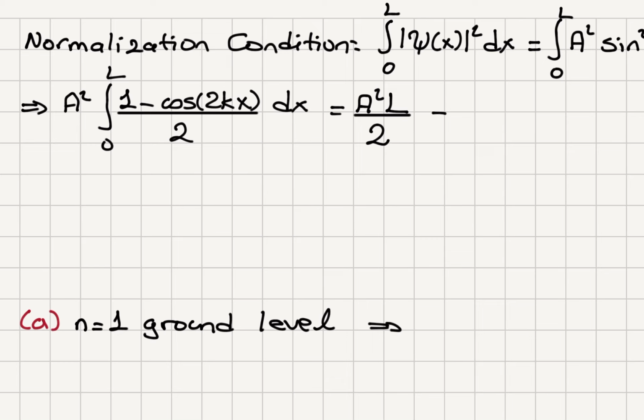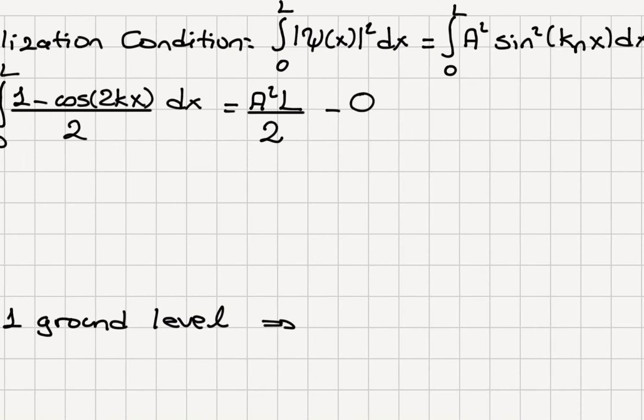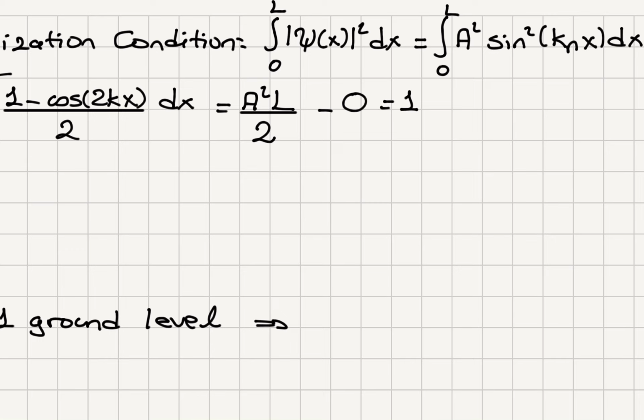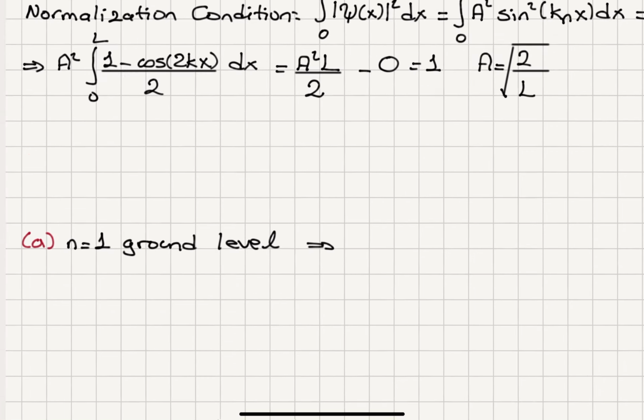And this other part is going to turn into the sine function, which when evaluated between 0 and L at the limits, is going to give us 0. This is equal to 1, and this tells us that the normalization constant is the square root of 2 over capital L. So that's what we find from the normalization condition.